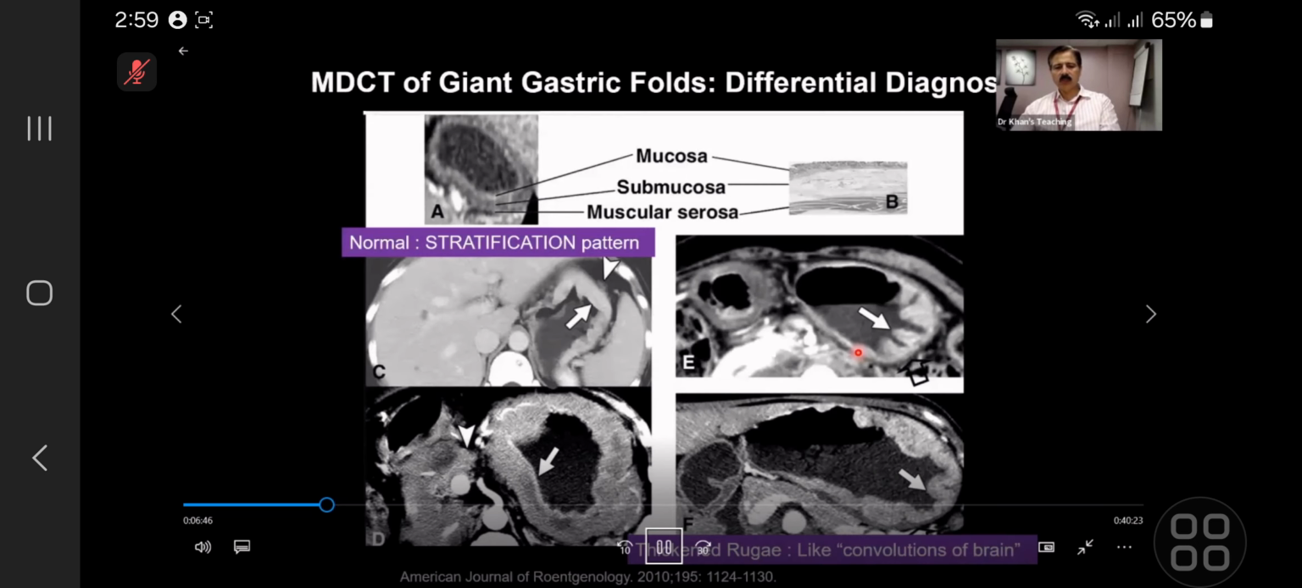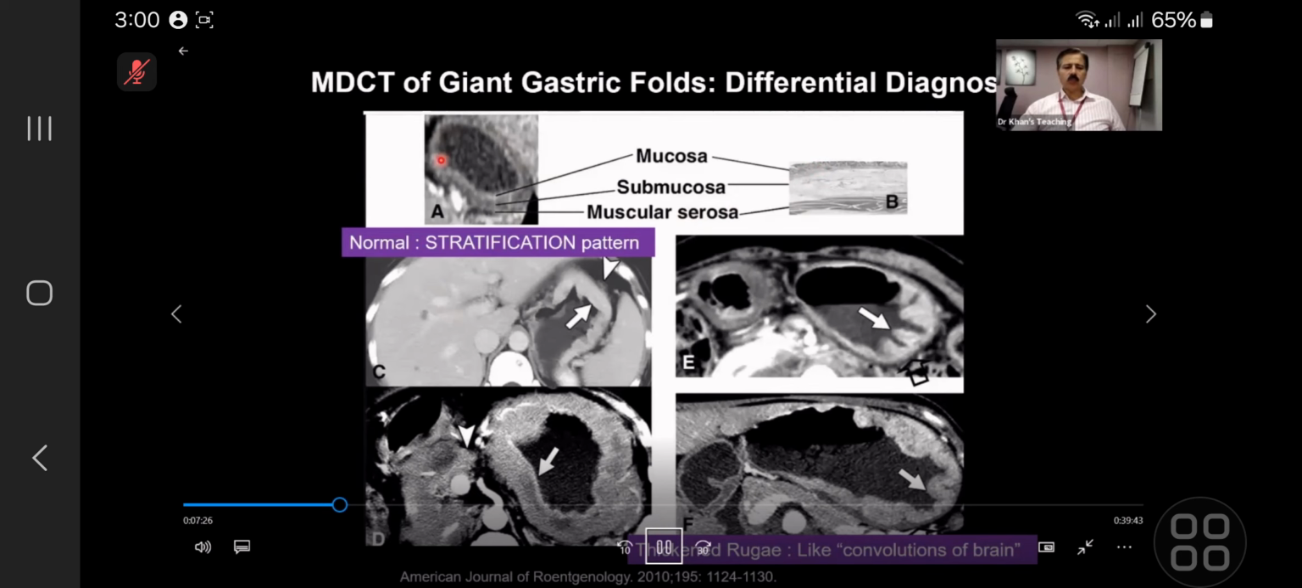But having said that, thickening of the rugal folds can also be seen on a CT scan. This paper here is slightly beyond your 2B level, so I don't want you to confuse yourself. But those of you who are interested in GI radiology afterwards, you have to read papers like this. This is from AJNR, MDCT of giant gastric folds. Please remember that this is mucosa, this is submucosa, this is muscularis.